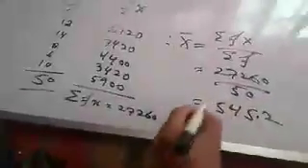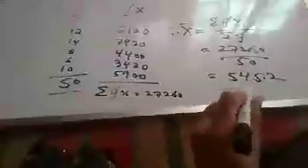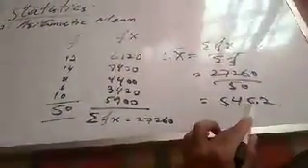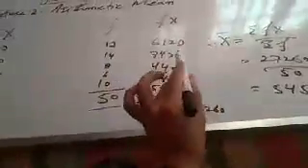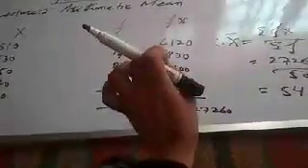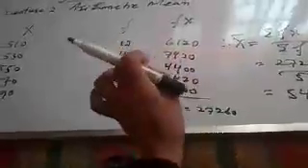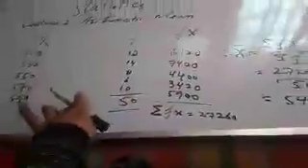545.2. So the mean wages are rupees 545.20. So this is how we can find arithmetic mean by direct method in case of continuous series.